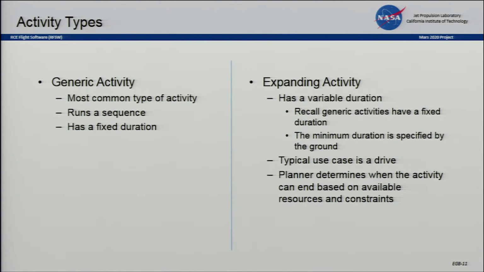Okay, so activity types. The most common would be just your generic activity. It runs a sequence, and it has a fixed duration, and that would be the vast majority of the activities we use. And then we have some more specialized ones. An expanding activity is essentially the same as a generic activity, but it does not have a fixed duration. It can potentially grow in how long it executes. One typical example would be a drive, right? We might say, go ahead and drive until we run out of, or meet the power constraint, say. We don't know how long that's going to be, but just keep going. And so that's the use for an expanding type activity.